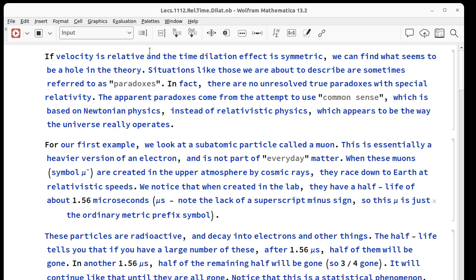We might think we found a hole in the theory, some place where something is broken in the theory, and these things are referred to as paradoxes. There are actually no unresolved paradoxes in special relativity. There are apparent paradoxes that come about because of our attempt to use common sense, which is based on Newtonian physics, instead of relativistic physics, which is how life really operates.